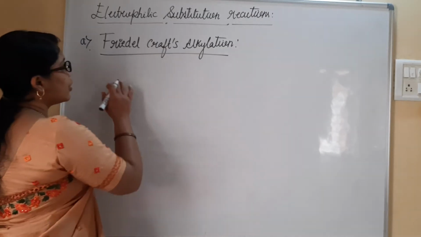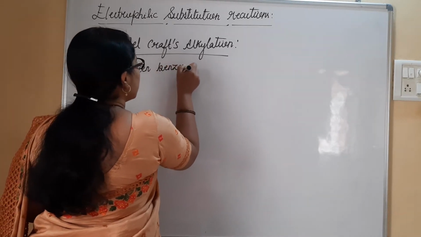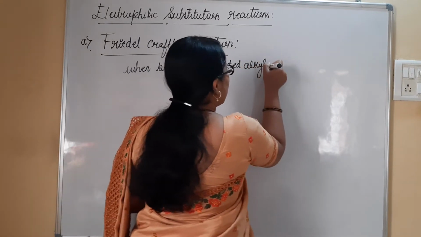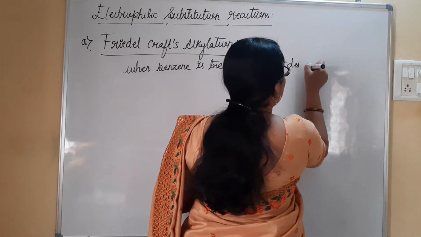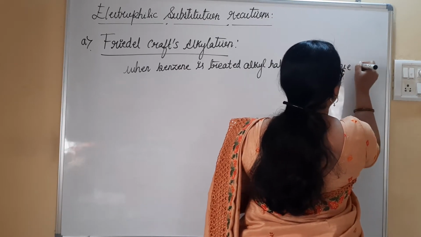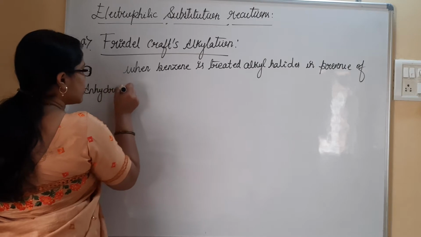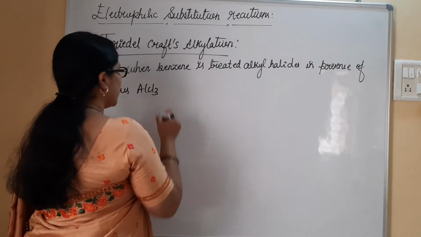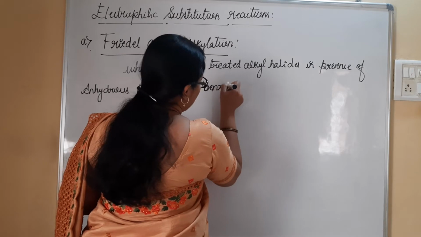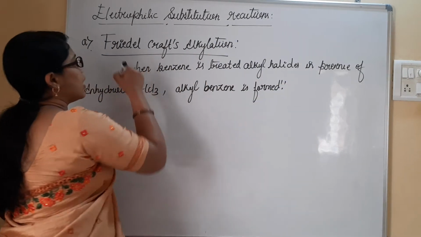Let me write the statement here. For the Friedel-Crafts reaction, when benzene is treated with alkyl halides in presence of anhydrous aluminium chloride, alkyl benzene is formed, and the reaction is called the Friedel-Crafts alkylation reaction.